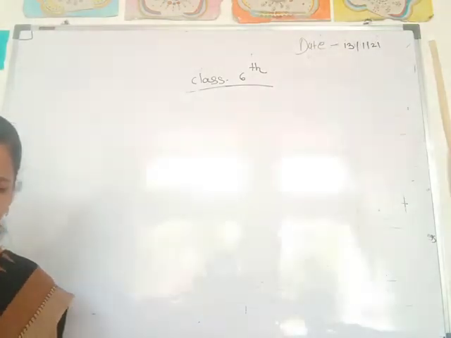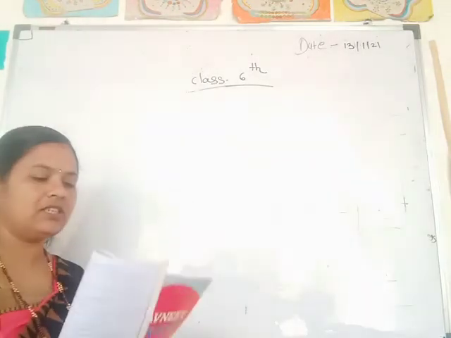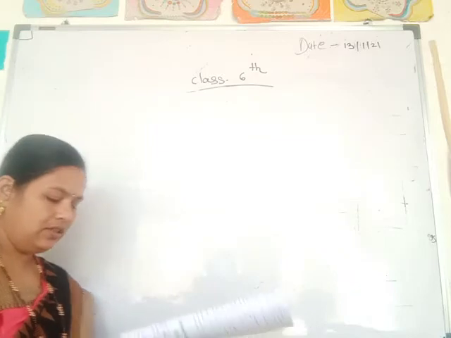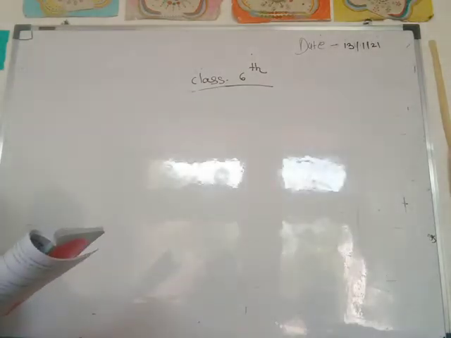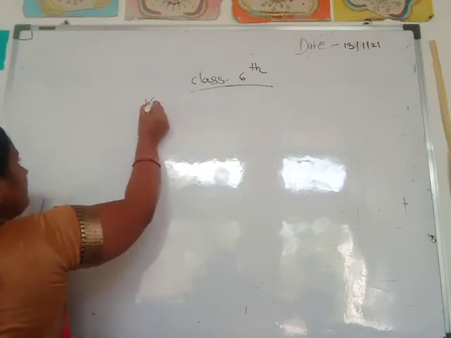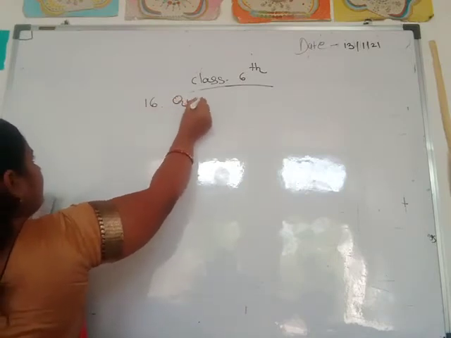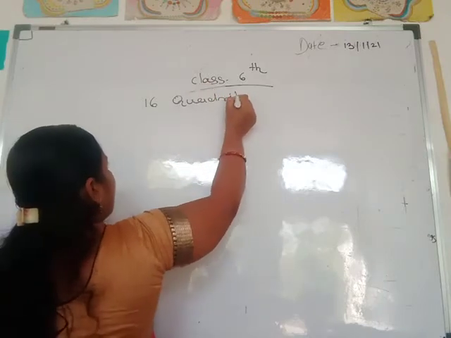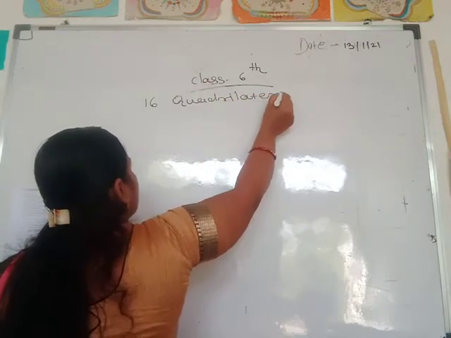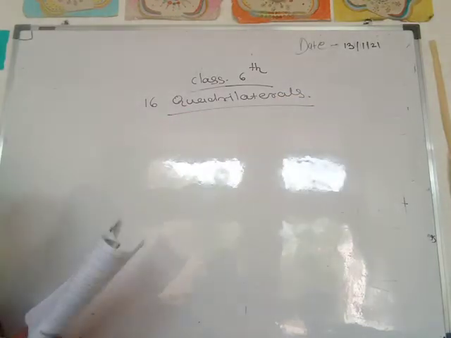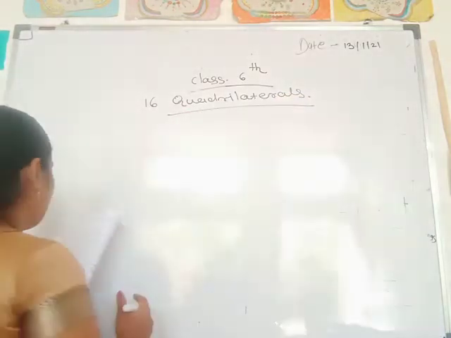Today we are going to study the next chapter in your textbook series, page number 81 in your second semester syllabus. This next chapter, the 16th one, is quadrilaterals. Quadrilaterals. What is meant by a quadrilateral?